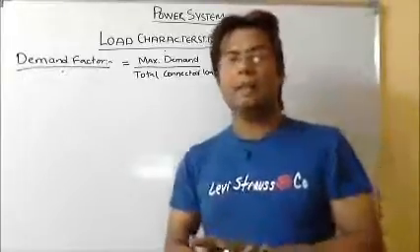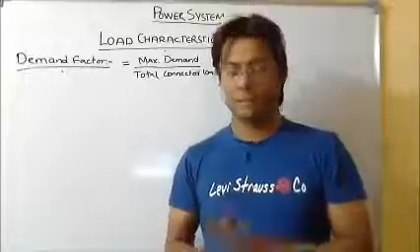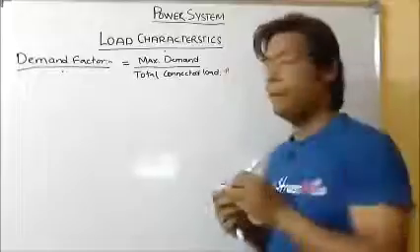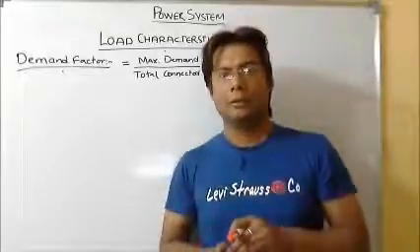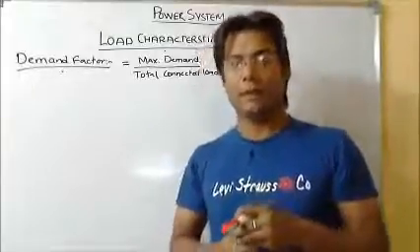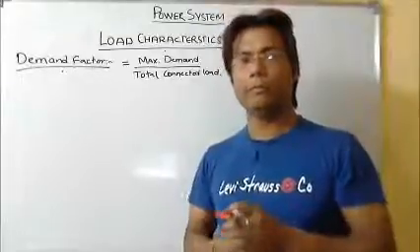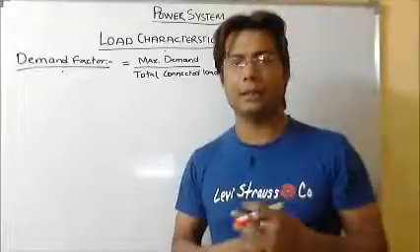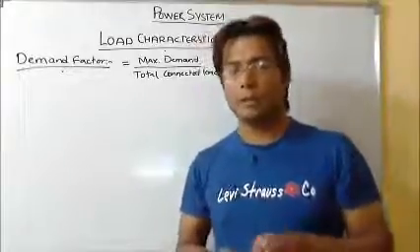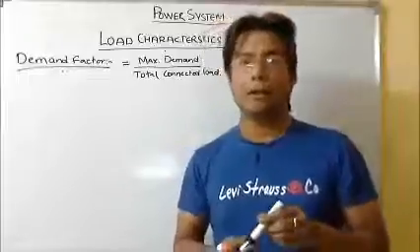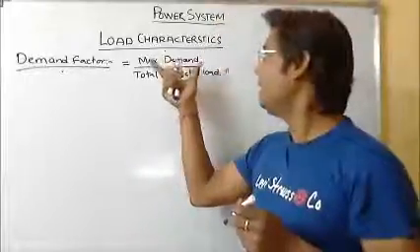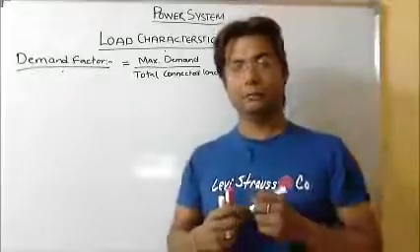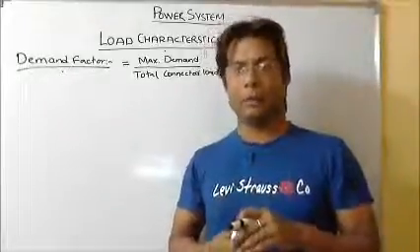One can see that the demand factor goes low with an increase in the total connected load. If the load increases, then the demand factor is low. Whereas if the maximum demand is increasing, the demand factor increases. So one should understand the formula for the demand factor, that is, the maximum load divided by the total connected load, or the maximum demand divided by the total connected load.